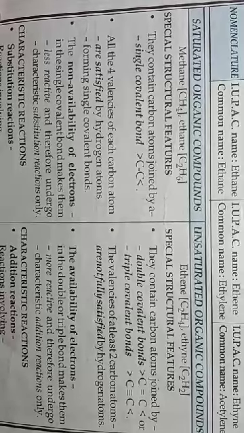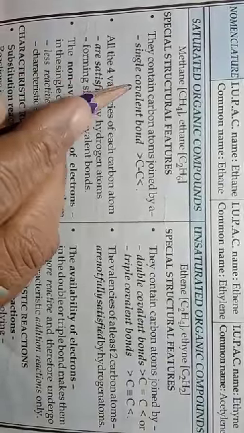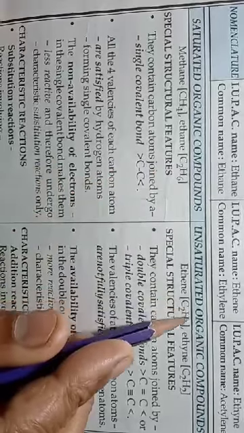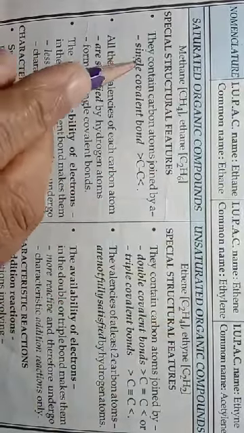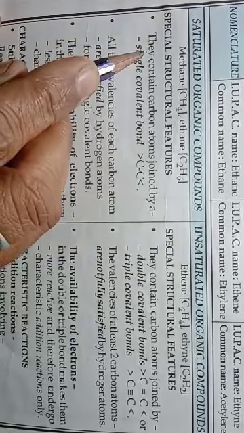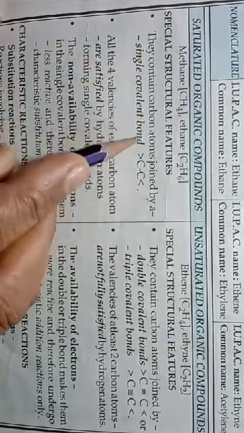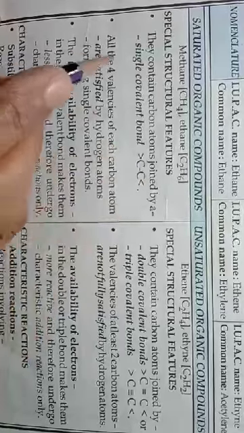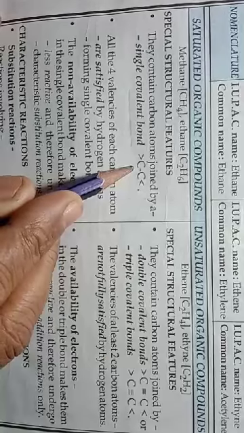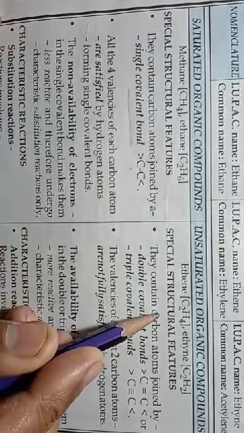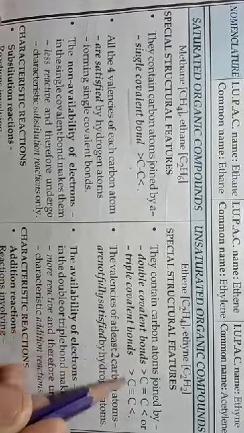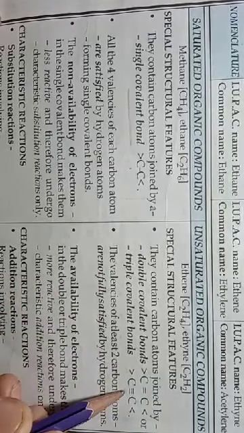From page number 241, the heading is: difference between saturated organic compounds and unsaturated organic compounds. First point: saturated organic compounds contain carbon atoms joined by a single covalent bond with each other, whereas in unsaturated hydrocarbons, double covalent bonds and triple covalent bonds can be present.